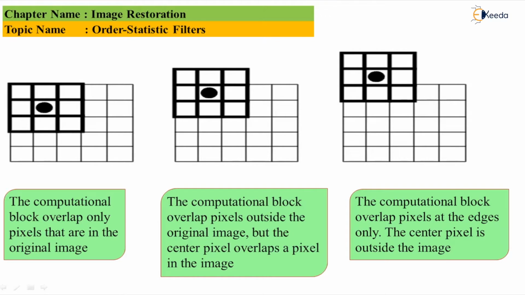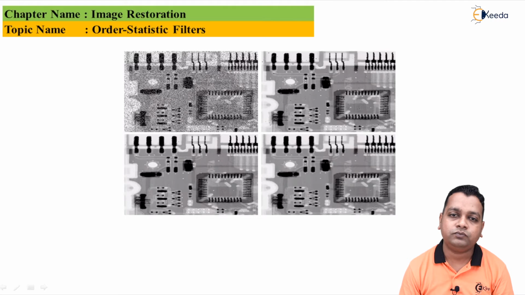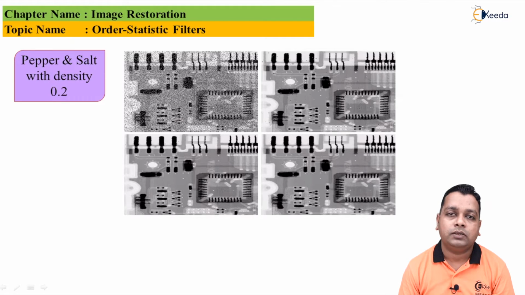The center pixel is completely outside the image span here. So here we have the exact example working with the images. Here we have 4 parts represented. In part A, we have the representation of the image that is affected by the pepper and salt type of noise with the density value of 0.2.